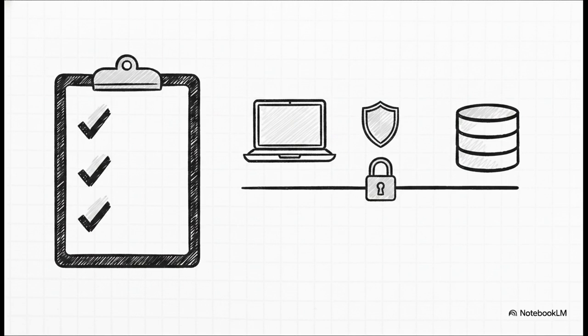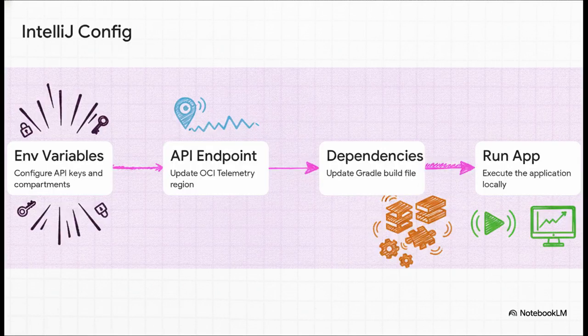If you skip this step, your code is just going to time out, and you'll be pulling your hair out wondering why. All right, networking is good, permissions are set. Now follow these 4 precise steps.